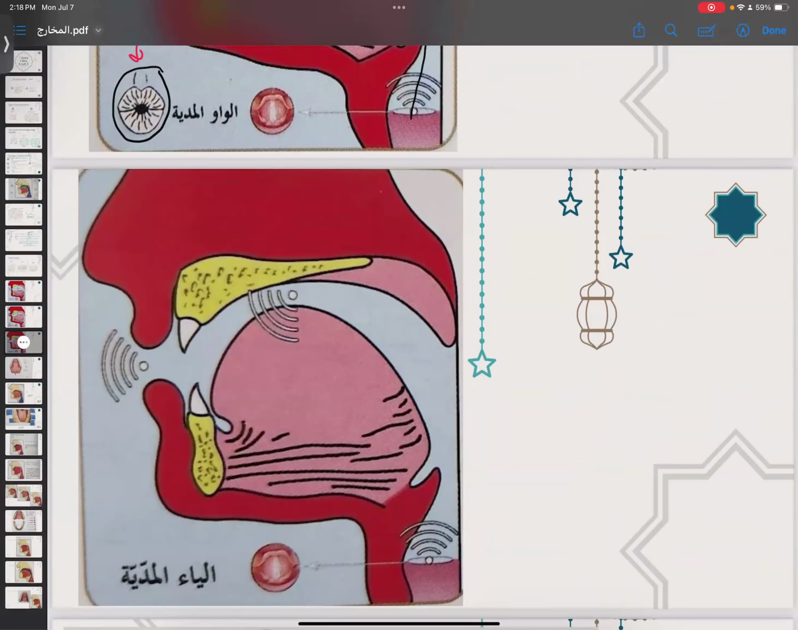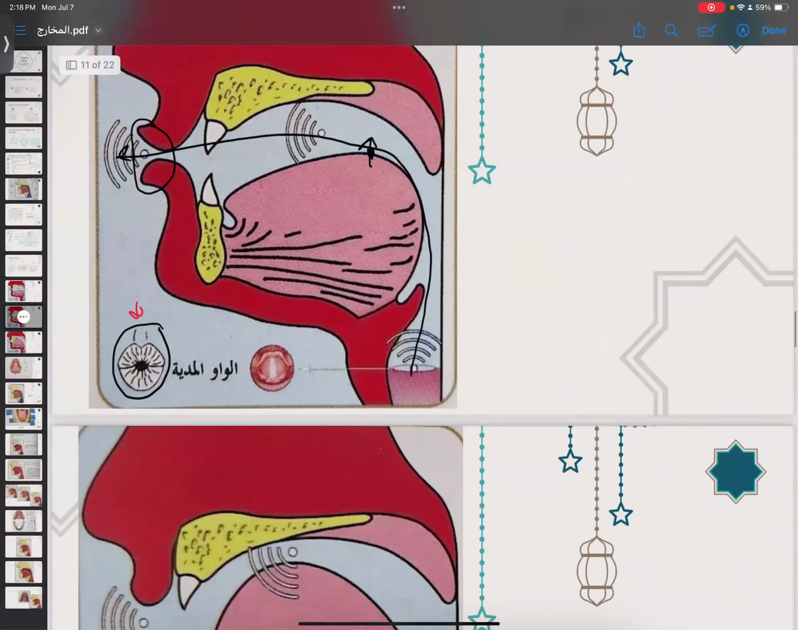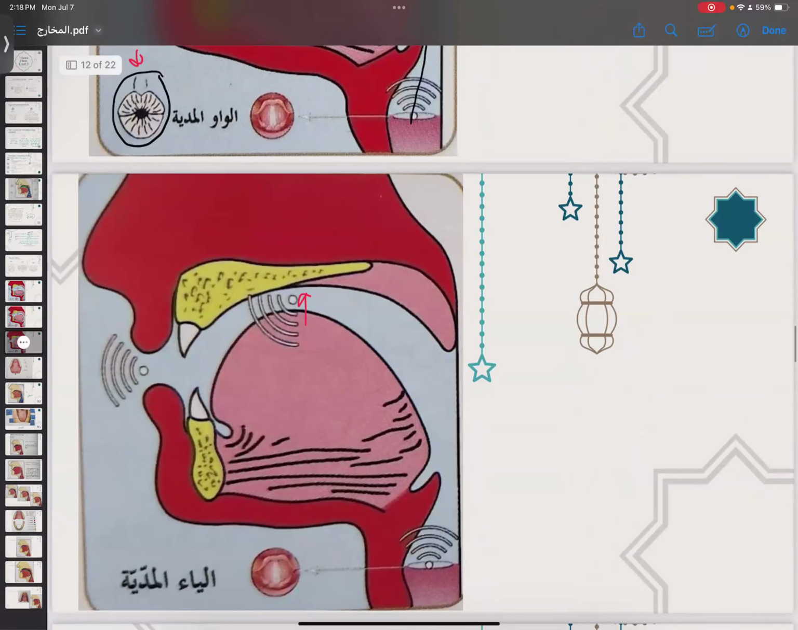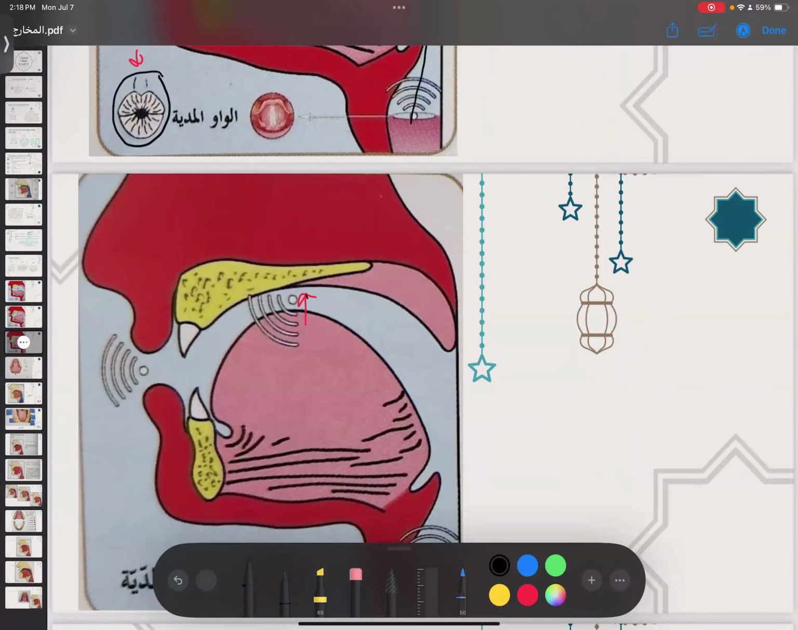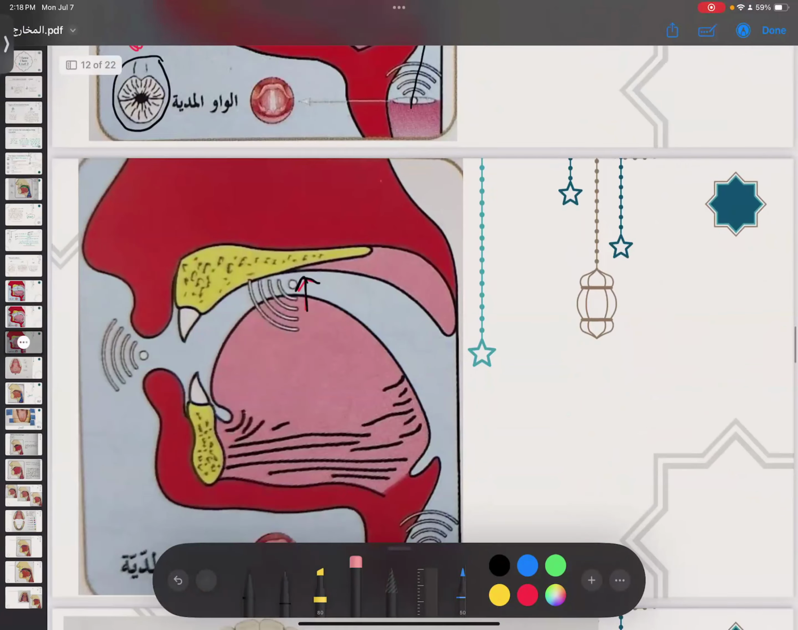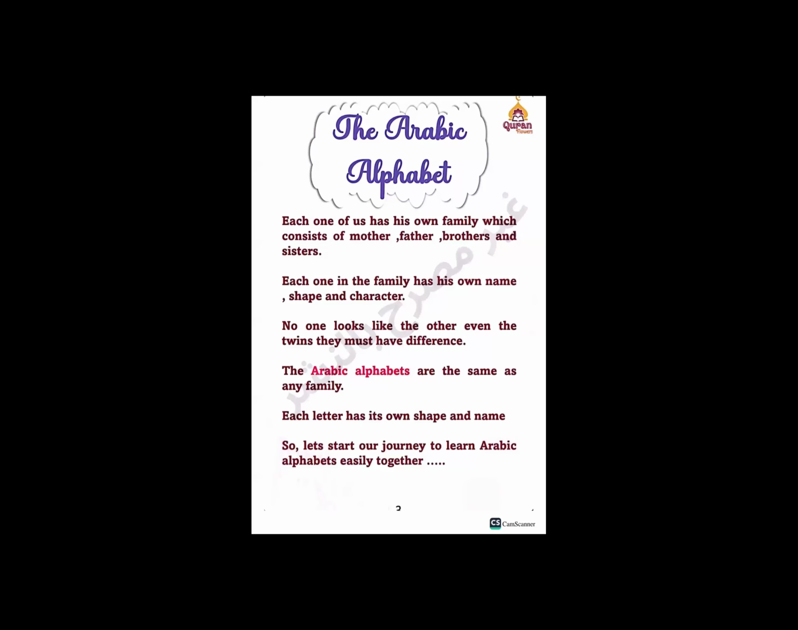So al-ya al-maddiya, this is how it's going to look. You see here how for the waw, the back of the tongue went up. Here, the middle of the tongue goes up. And there's still empty space. So for all of these letters, there's empty space here, right? And a lot of empty space here for the alif.